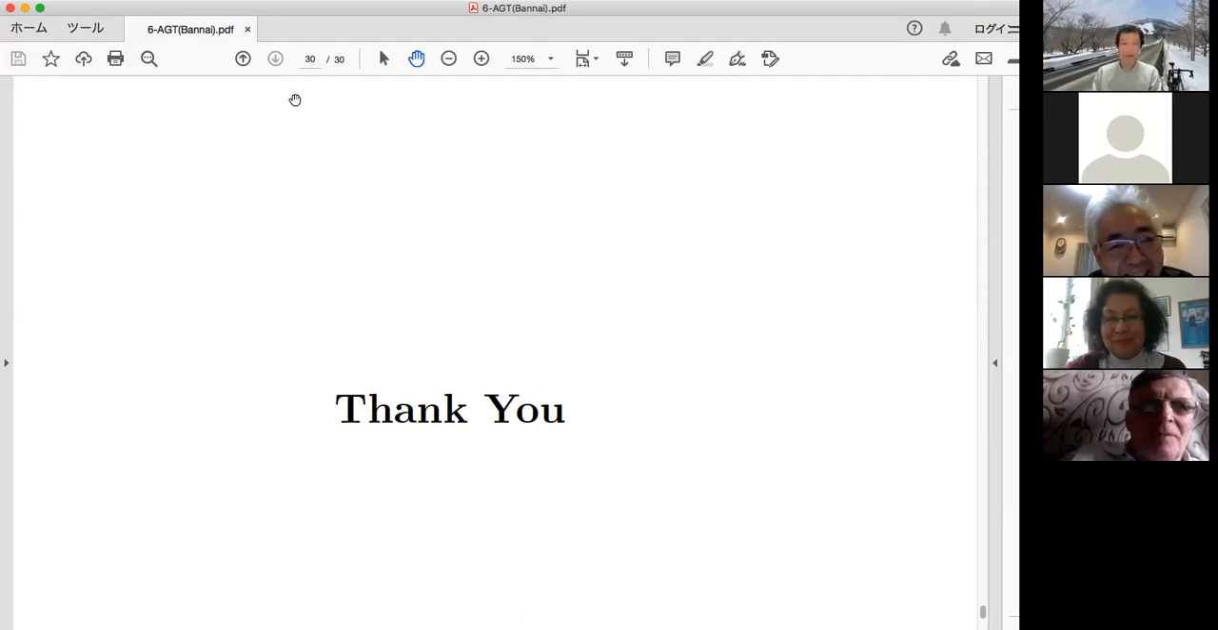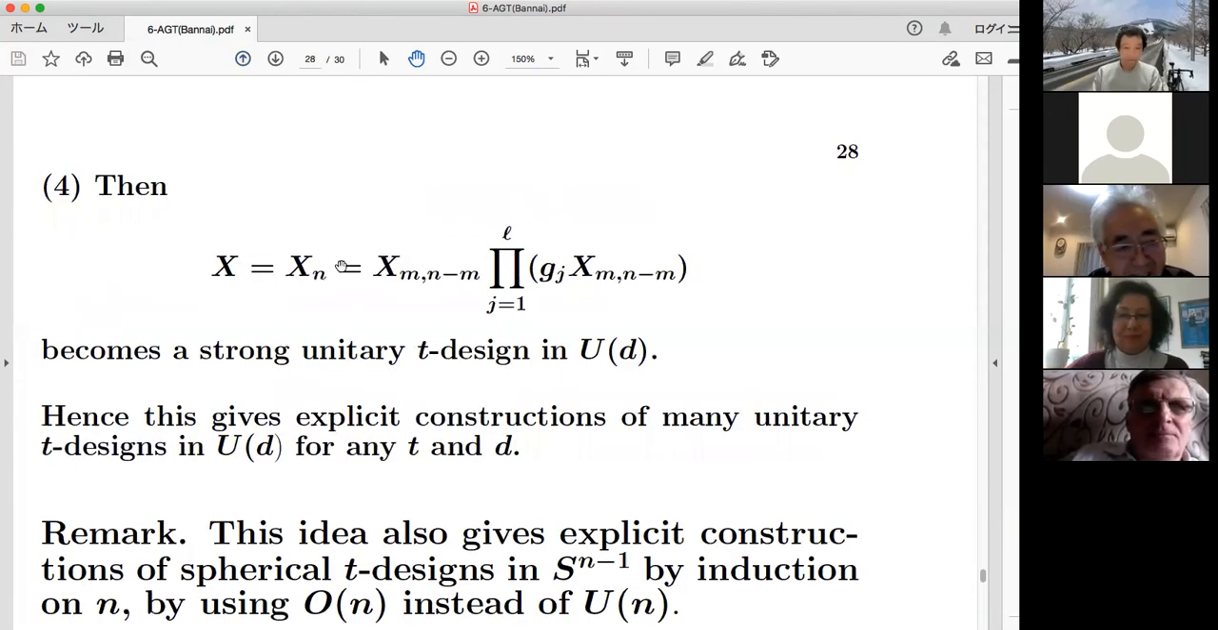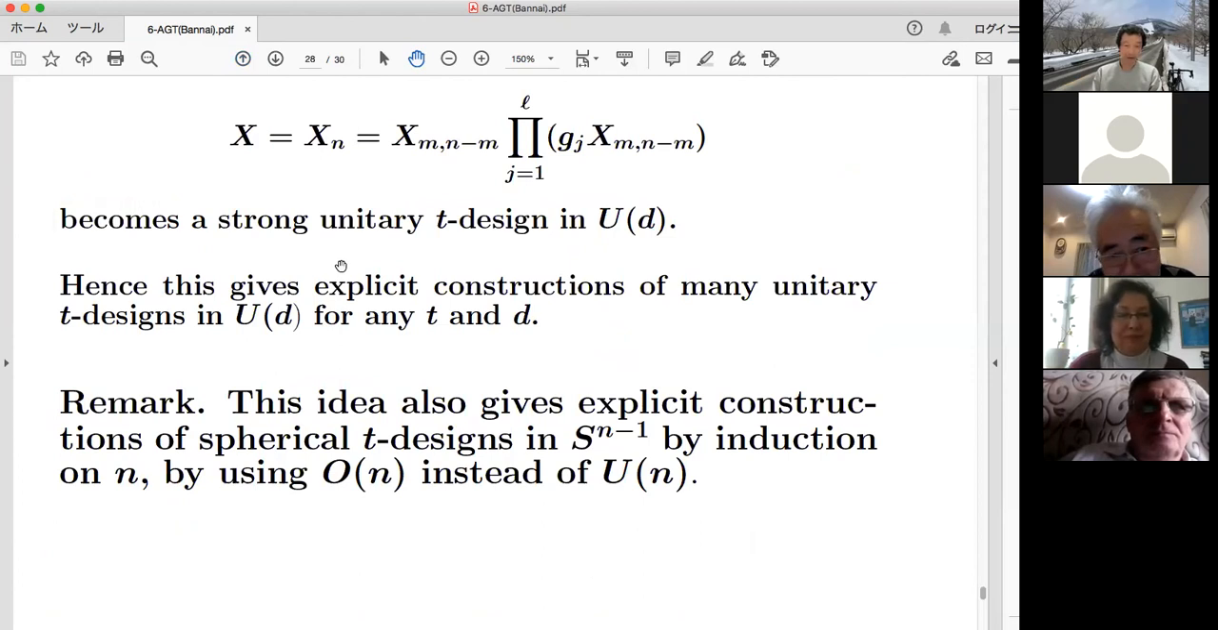The remark before the final remark, you mentioned the construction of spherical designs. The unitary design is a finite subset of U(n), but spherical designs are not a finite subset of O(n), so there's some difference. We similarly take subgroups, and we must consider representations of O(n), and we can repeat what we did. In that sense, this is very similar. This is not immediate from this result.